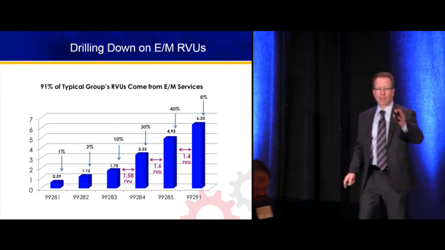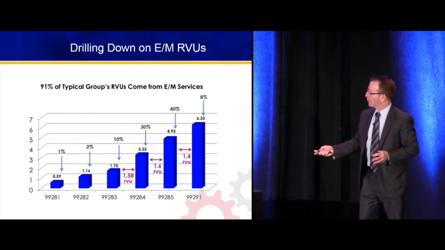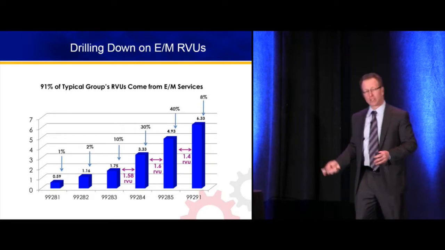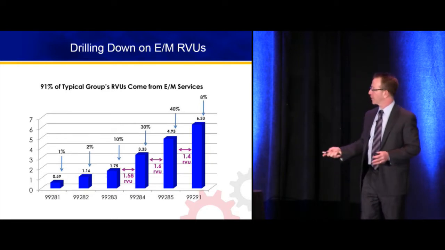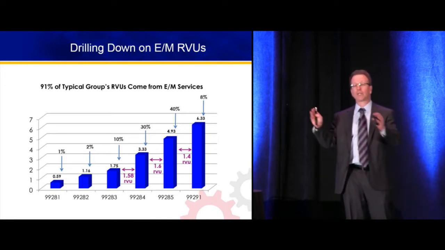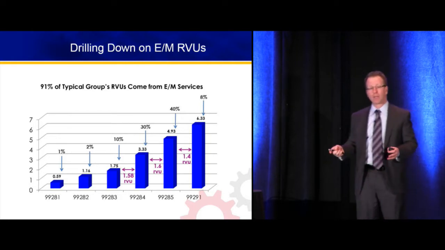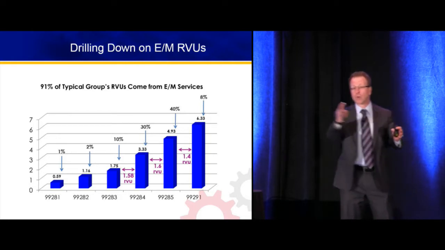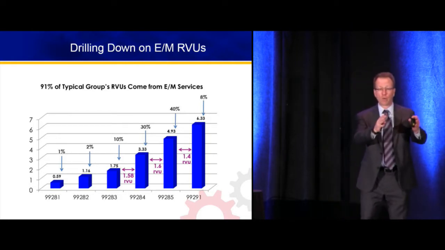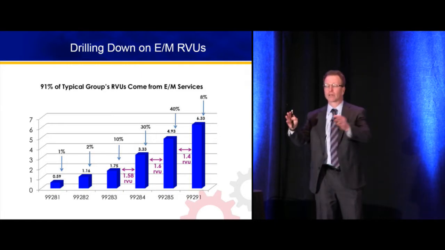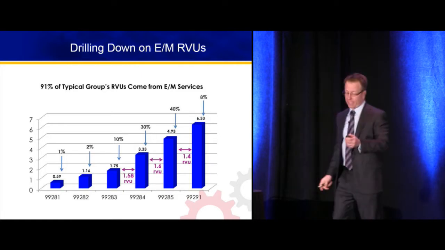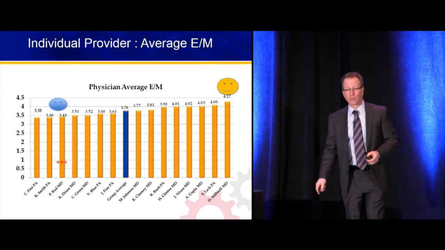Importantly, if we look at the RVU delta between critical care and 99285, 1.4 RVUs. Between 99285 and 99284, 1.6. And between an 85 and an 84, 1.58. These are almost the same. So the difference in your own E&M distribution between a 3 and a 4, a 4 and a 5, and a 5 in critical care, they're equally important. Equally important.